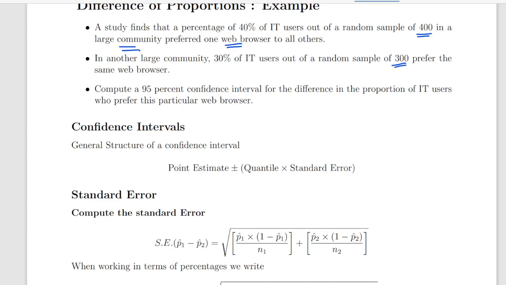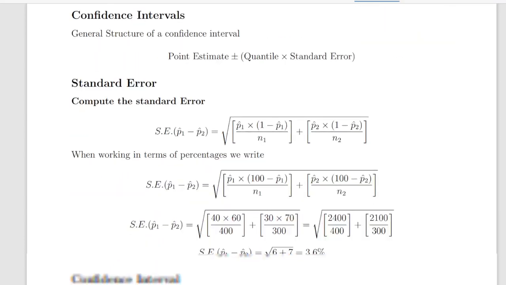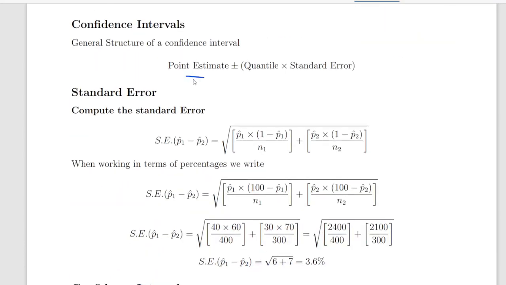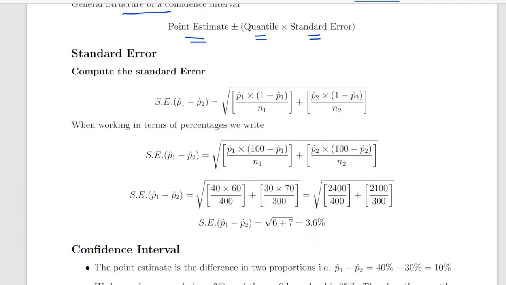Okay, so 95% confidence interval. So point estimate, there we have it again. Point estimate plus or minus quantile times standard error. So that's the general structure of the confidence interval. So the main job really is to calculate the standard error, because that's the main bit of work. So that's what we look at first. So the standard error, that's the formula that we just talked about previously.